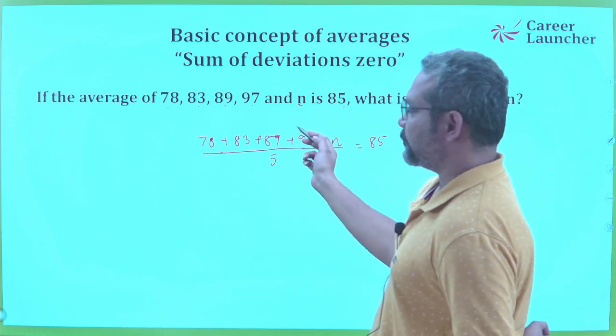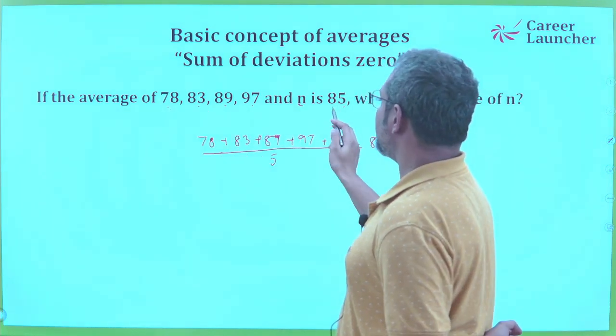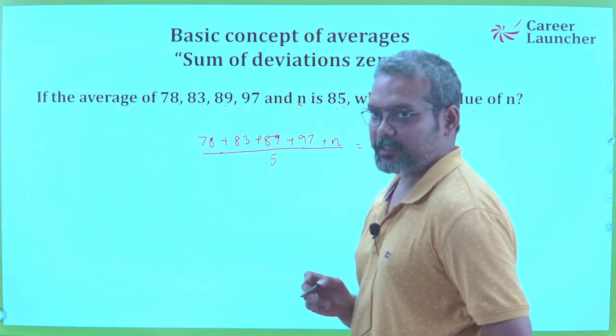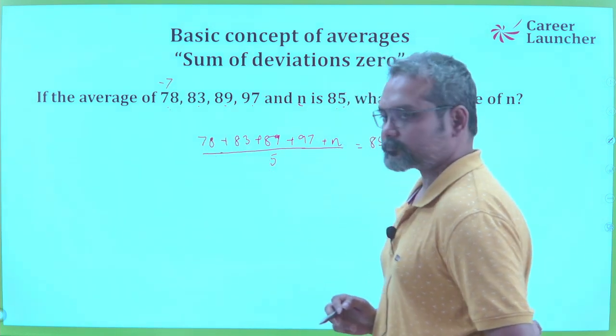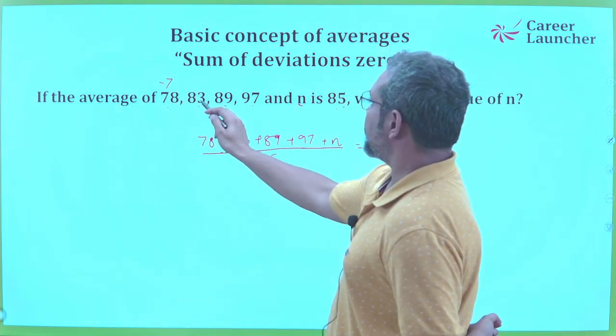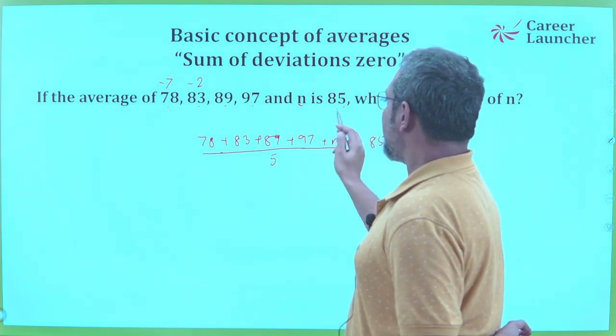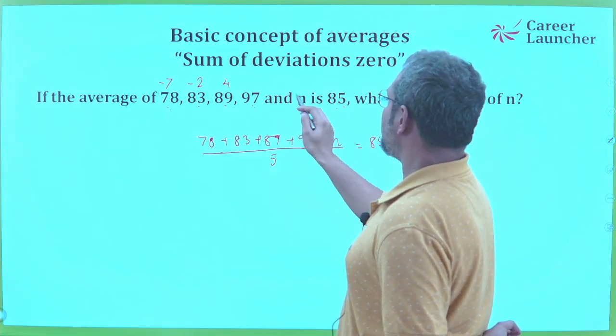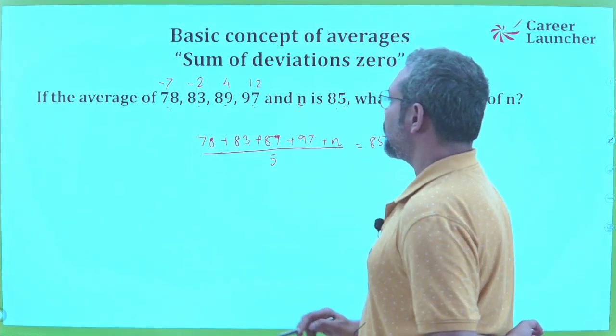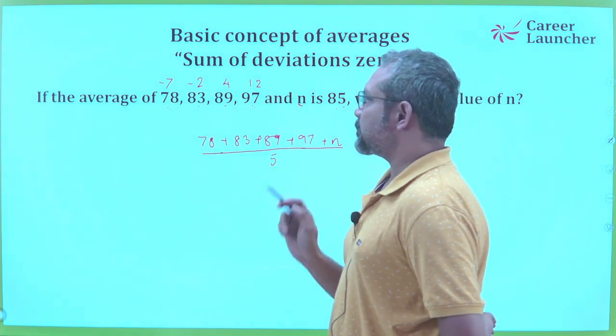We'll just look at the deviations. 78 and 85. So if I subtract 85 from 78, so we have -7, right? Then 85 and 83, so -2. 89 and 85, so that's +4. 97 and 85, so that is 12. Now the sum of these deviations must be 0, right?